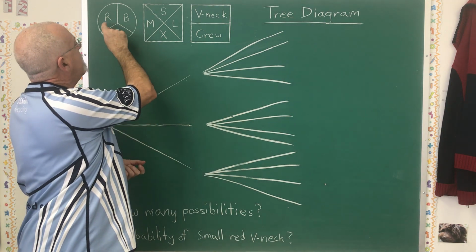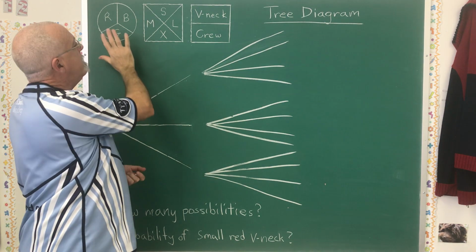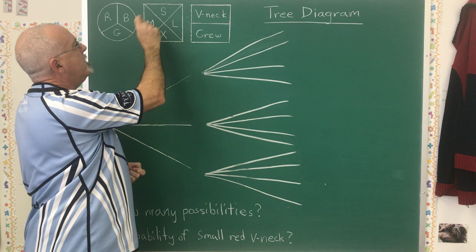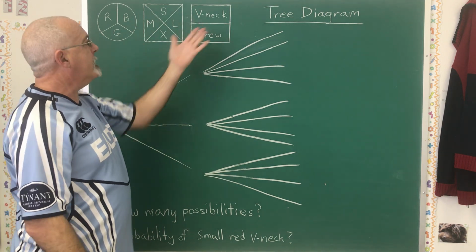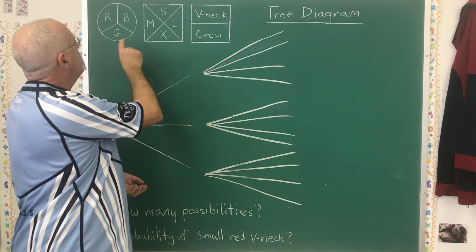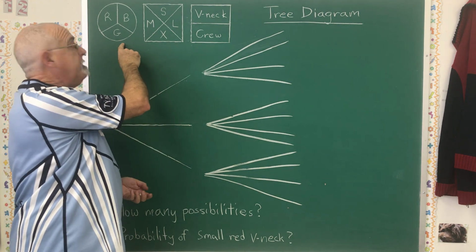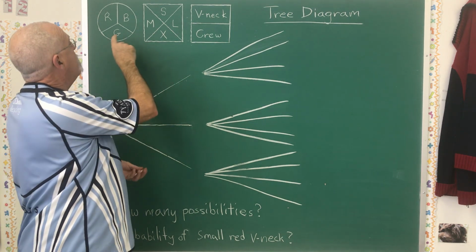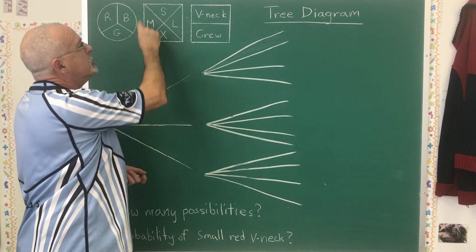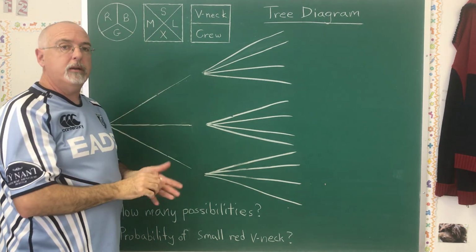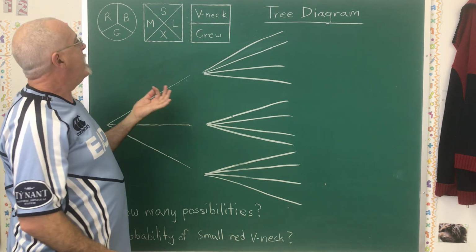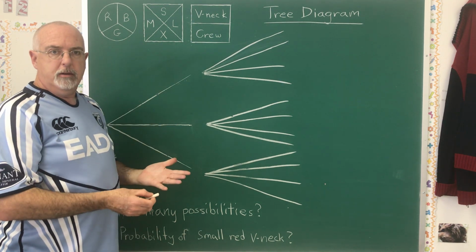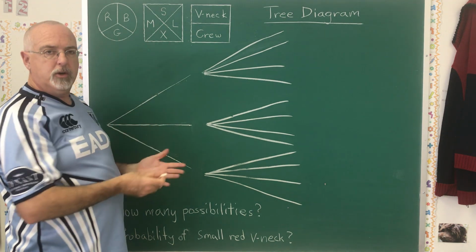There are 3 possible colors, red, blue, and green, that are shown here. 4 possible sizes, small, medium, large, extra large, and 2 possible types of neck, the V-neck and the crew neck. Now, this information doesn't have to be given in this form, and I could have used a circle to show the sizes if I wanted to. The student has to be able to take a look at the information that they're given and figure out what fraction goes with each of the choices.